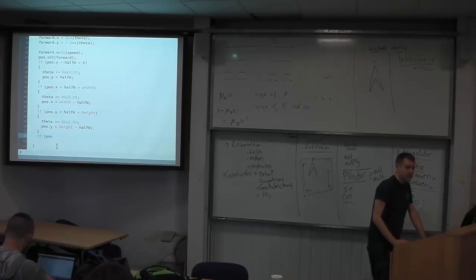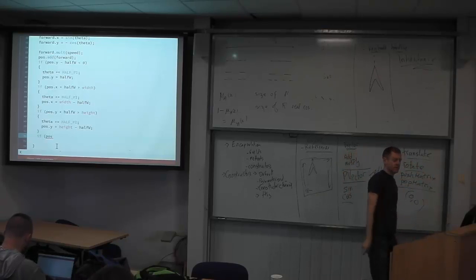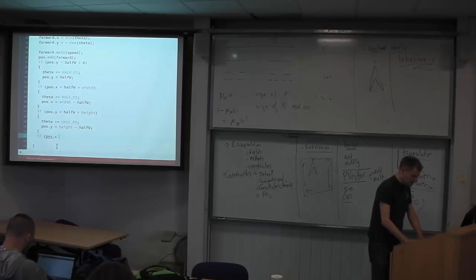And then finally we check to see if we go off the left hand side of the screen. So if the pos.x minus half w.